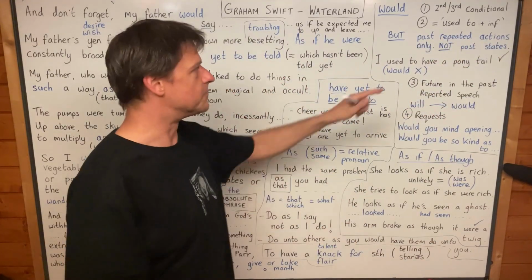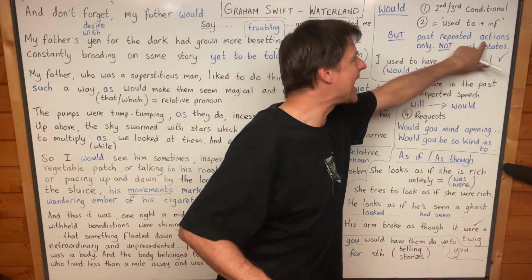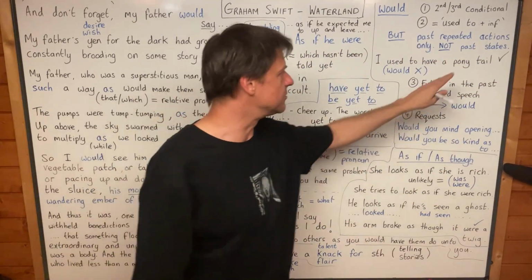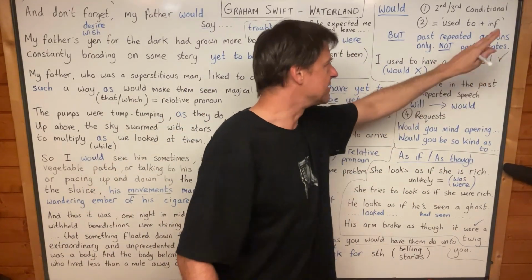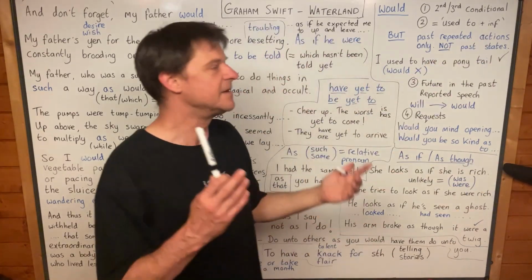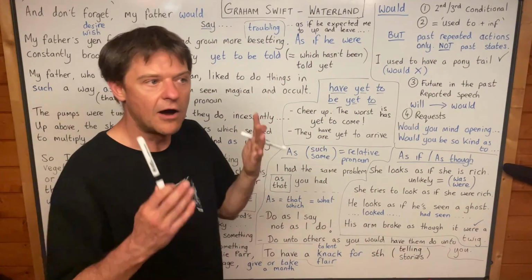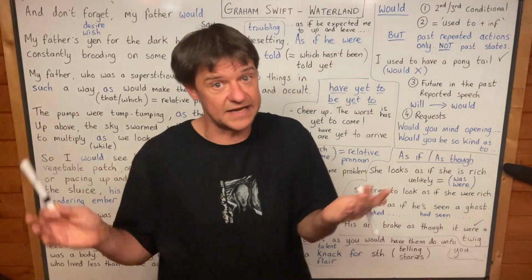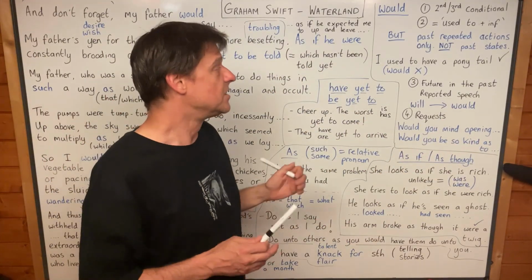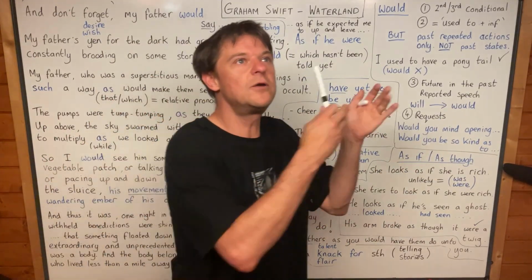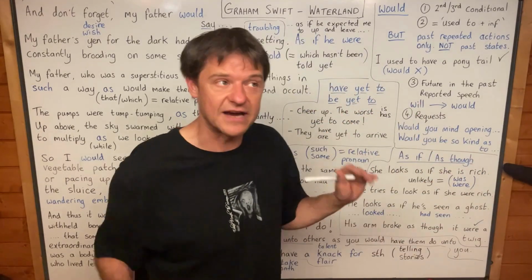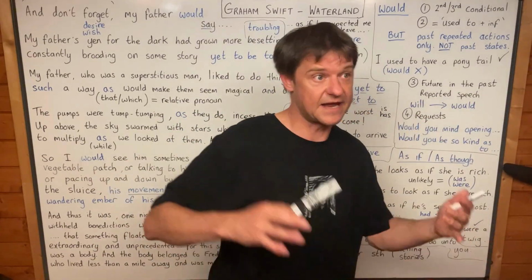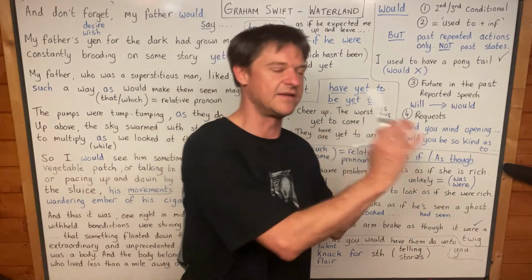But it's also used for used to. Now be careful, because it's only used for actions. It's not used for states. It's used for repeated actions. So a state, like I live somewhere, that's a state, yeah? I live in the UK. You wouldn't say, we would live in the UK. That's not correct. We used to live in the UK, yeah? Or we used to live in Japan, or we used to live in Germany.